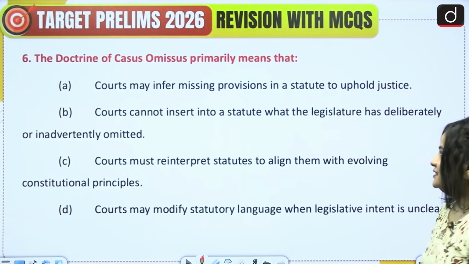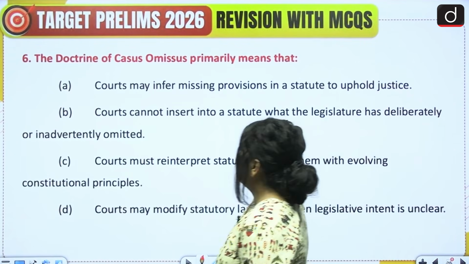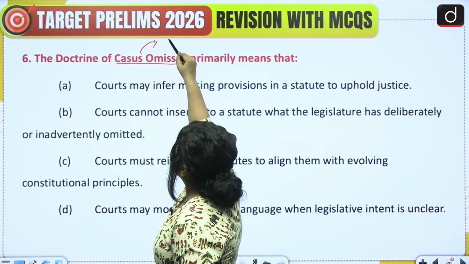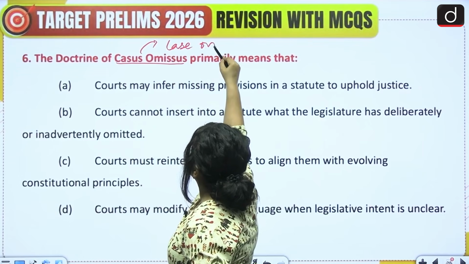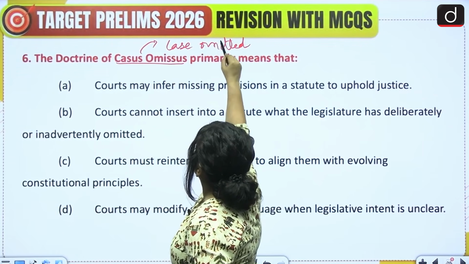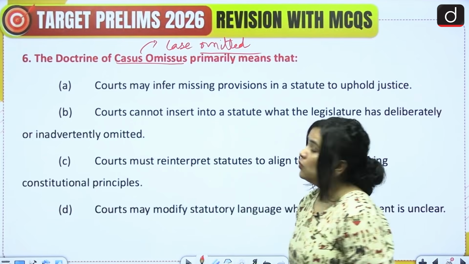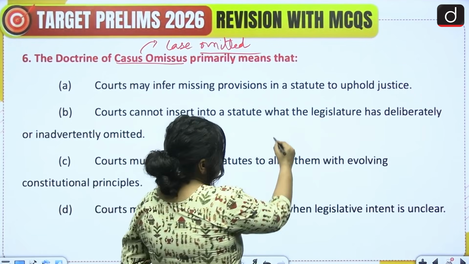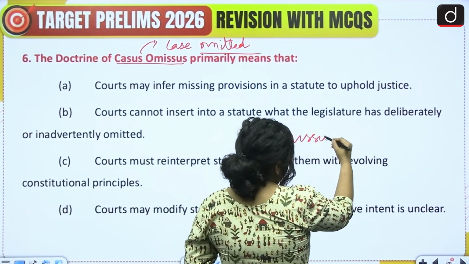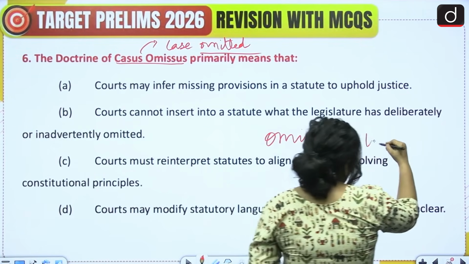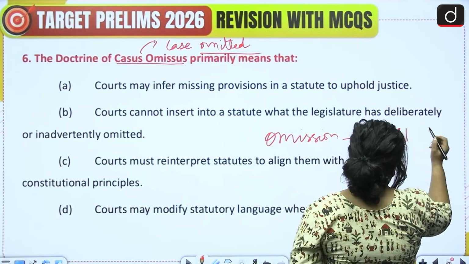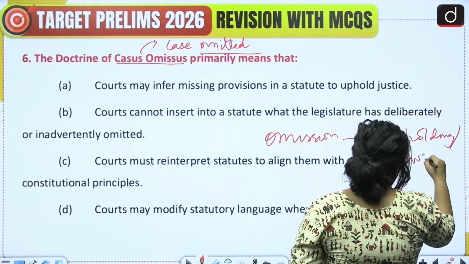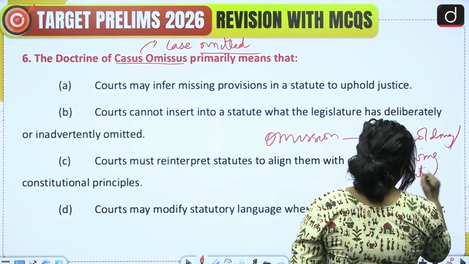The doctrine of casus omissus primarily means that casus omissus literally translates to a case omitted. What is omission? Omission basically means withholding, or let's say leaving out.